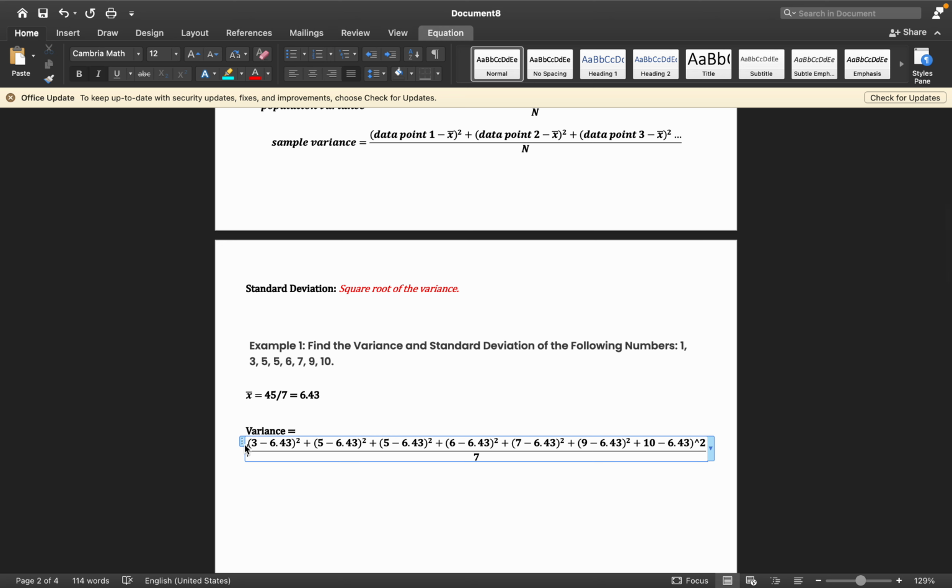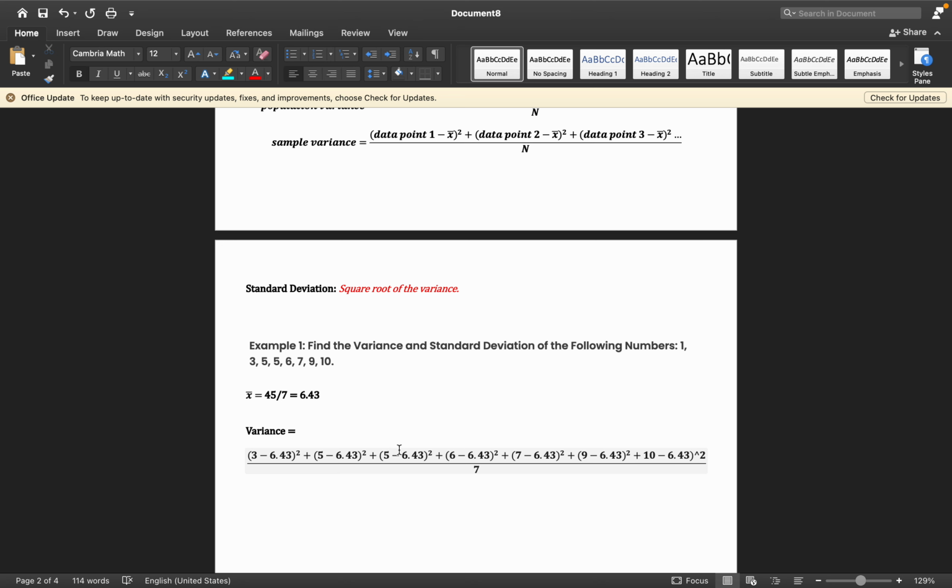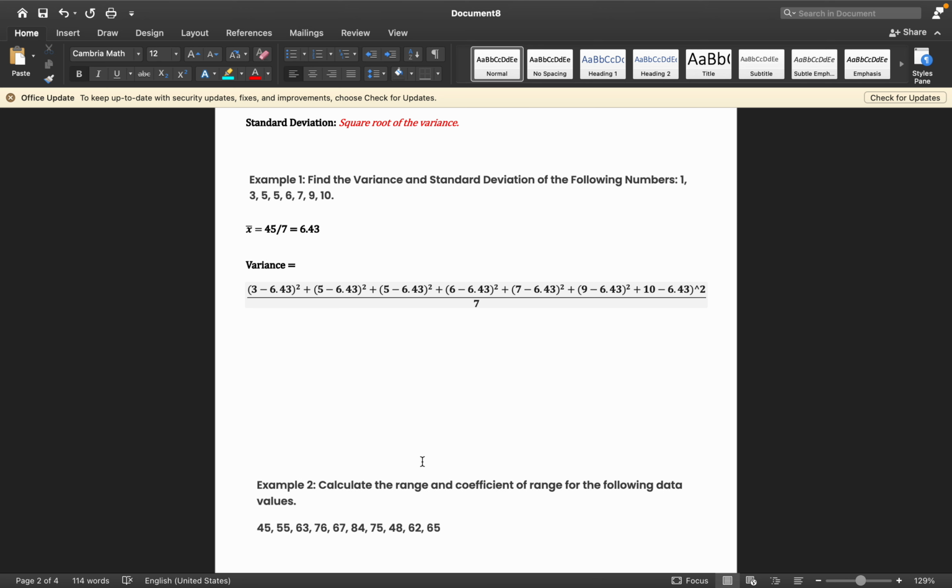To find the standard deviation, take this number that you get and take the square root.